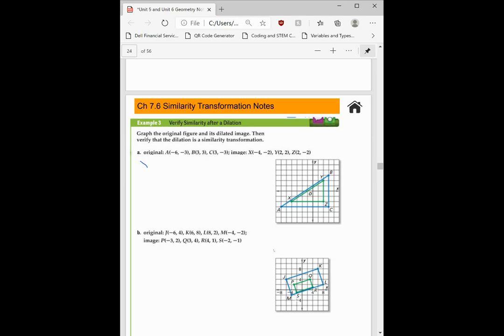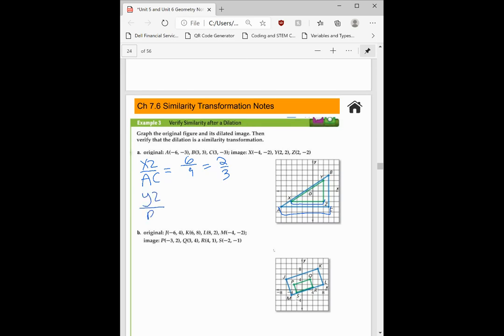So XZ over AC. Well, XZ, if we count, is 1, 2, 3, 4, 5, 6. And AC, if we count, is, so this is what I counted first, and now this is what I'm counting. So this is 9. So 6 over 9 reduces to 2/3. Now let's check the other side.